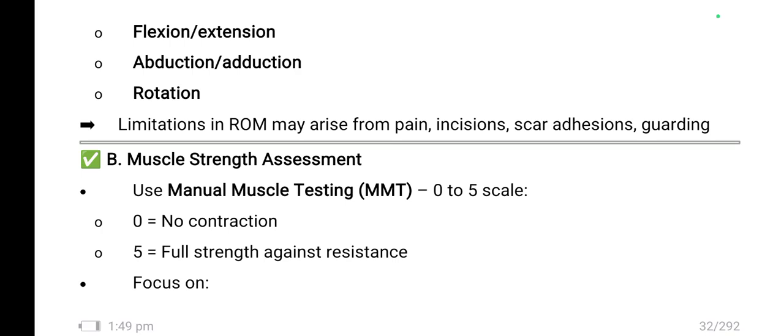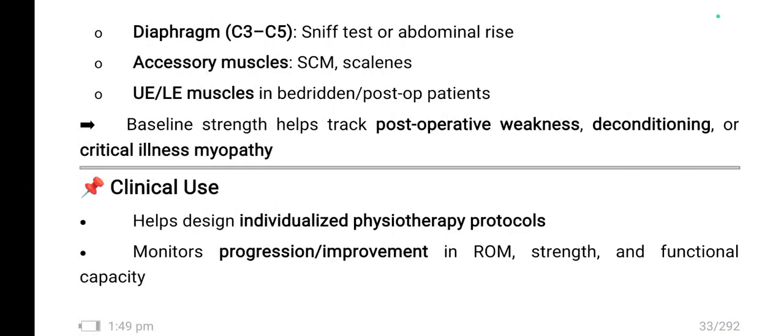Muscle strength assessment. Manual muscle testing from 0 to 5: 0 is no contraction, 5 is full strength against resistance. Focus on the diaphragm, C3 to C5. Sniff test: ask the patient to sniff and observe the abdominal rise. Accessory muscle usage: sternocleidomastoid, scalenus.